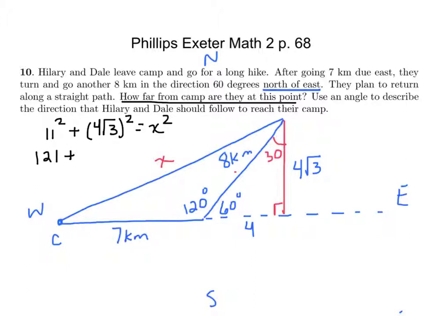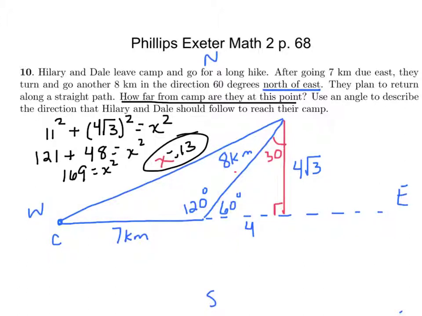It changes to 16 root 3. Sorry, yes, 16 root 9, because 16 times 3. That's 48, which is a nice number. Which is 13. So x is 13. That's how far from camp they are.